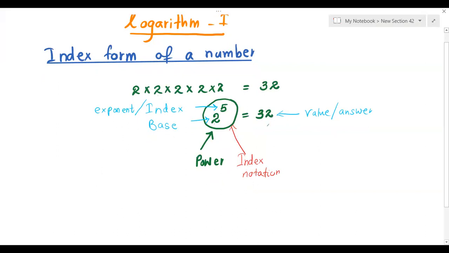We can read this power term as 2 to the power of 5. Then this is called the index form of a number. When it comes to the index form, it consists of 3 parts: the exponent or the index, the base, and the value. This is called the index notation of 32.